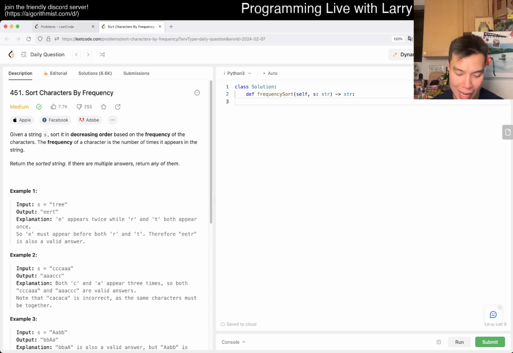It has to be O of n at least because you have to look through the entire string, and then you just want to sort it by the frequency and join it back to a string. And you want to sort by most, so maybe you want to do reverse equal to true. I think it's the Python thing. That should be it, right?